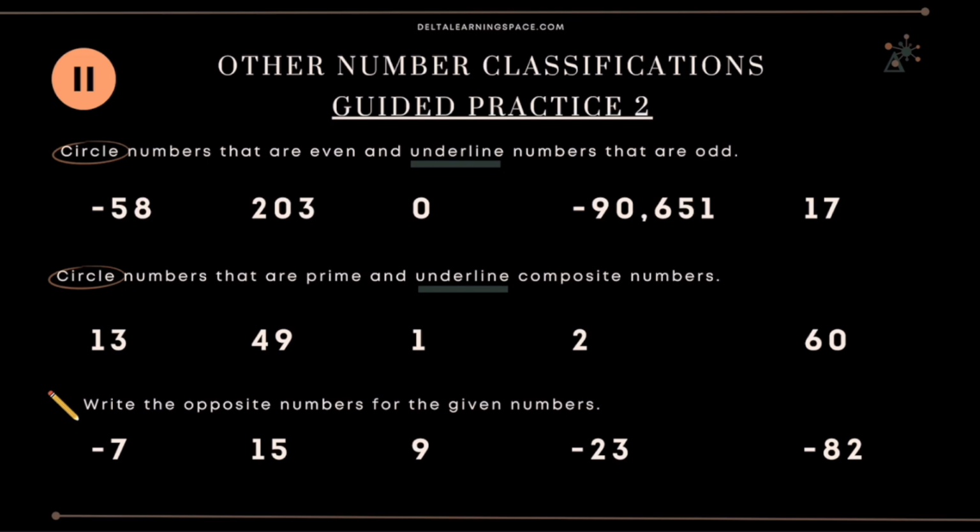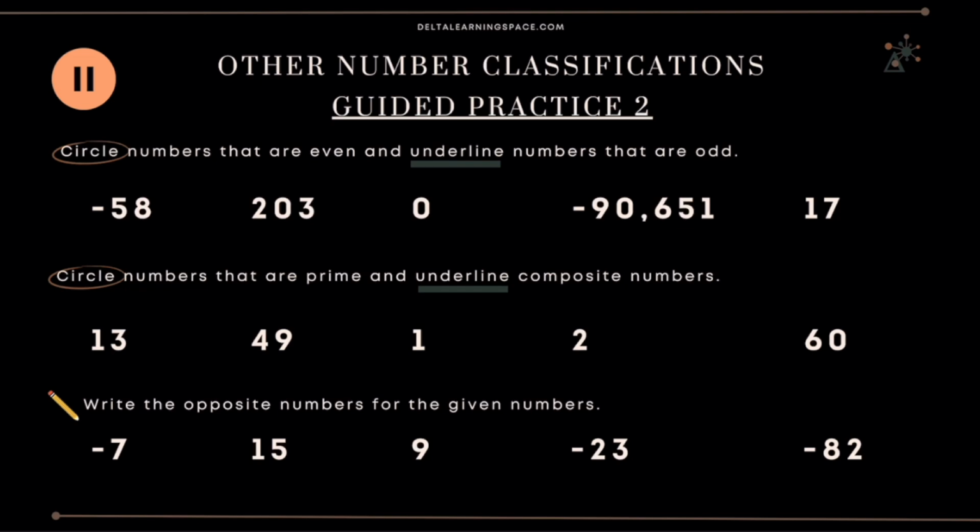Now let's do one more guided practice. The first thing we'll do is circle numbers that are even and underline numbers that are odd. The second thing will be to circle numbers that are prime and underline composites. And the third thing will be to write the opposite numbers for the given numbers. Take some time, pause the video if you need to, and on your guided notes page, complete all 3.